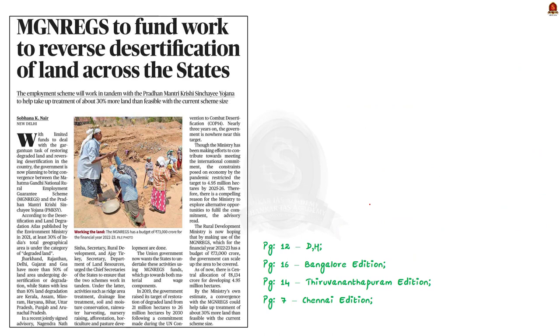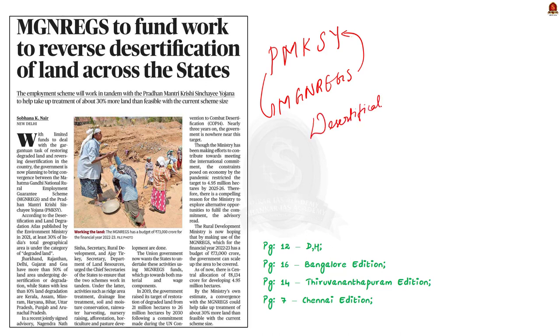Take a look at this article here. This article speaks about Pradhan Mantri Krishi Sinchai Yojana. This is in news because the central government is planning to bring convergence between the Mahatma Gandhi National Rural Employment Guarantee Scheme and Pradhan Mantri Krishi Sinchai Yojana, PMKSY. This plan is proposed to restore degraded land and to reverse desertification in the country. This is the crux of the news article given here. In this context, let's learn about PMKSY in detail.